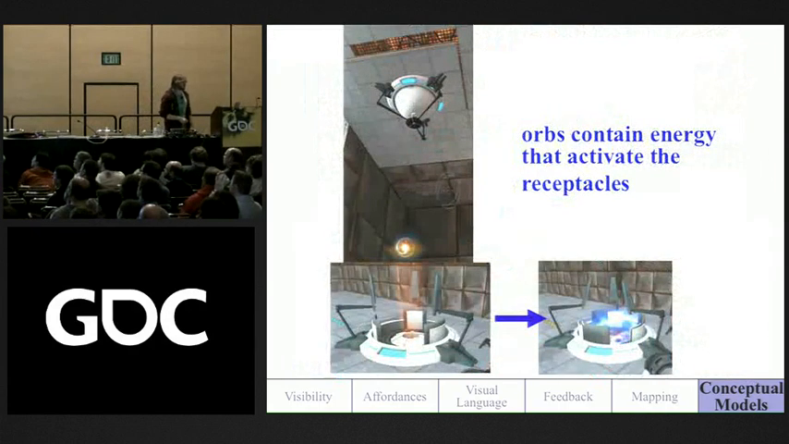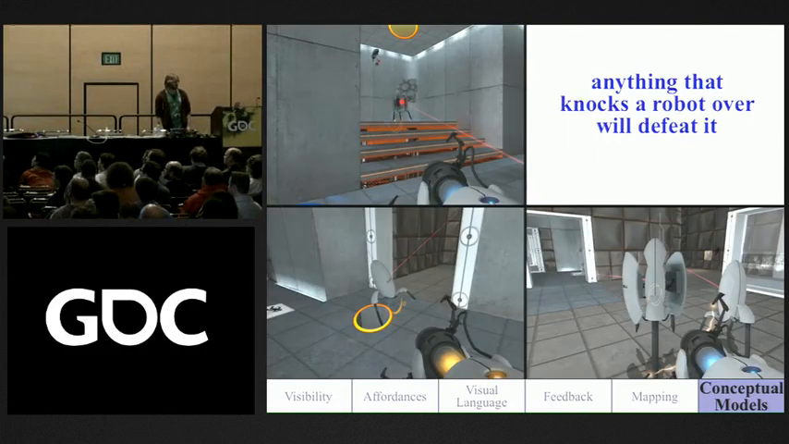There's a conceptual model about those orbs, which is that if you can get an orb into one of these receptacles, it energizes the system, and you can use that to open doors. And then there's a conceptual model about the robots. Anything that knocks the robot over will kill it, because even though Aperture is apparently a multi-gazillion dollar corporation, they can't design robots that work when they're sitting down. And they didn't think to bolt them to the floor either.